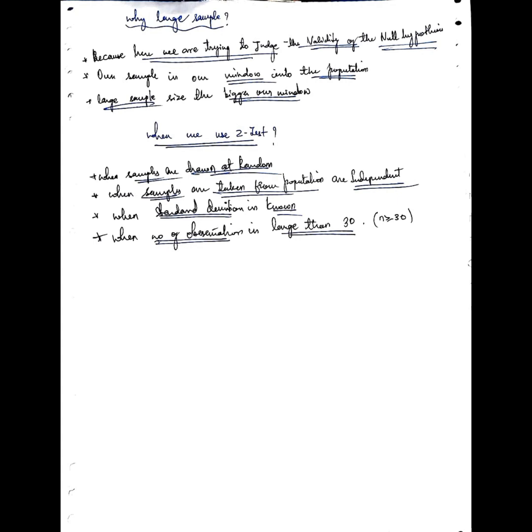This Z-test is used when the samples are drawn at random. It is used when the samples taken from the population are independent. Very important, when the samples taken from the population are independent, and also when the standard deviation is given or known, and when the observations are more than 30. So the sample size should be more than 30.